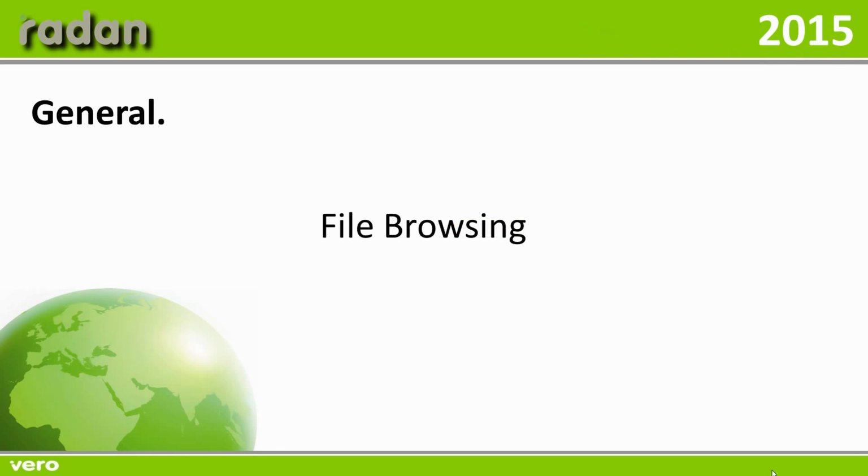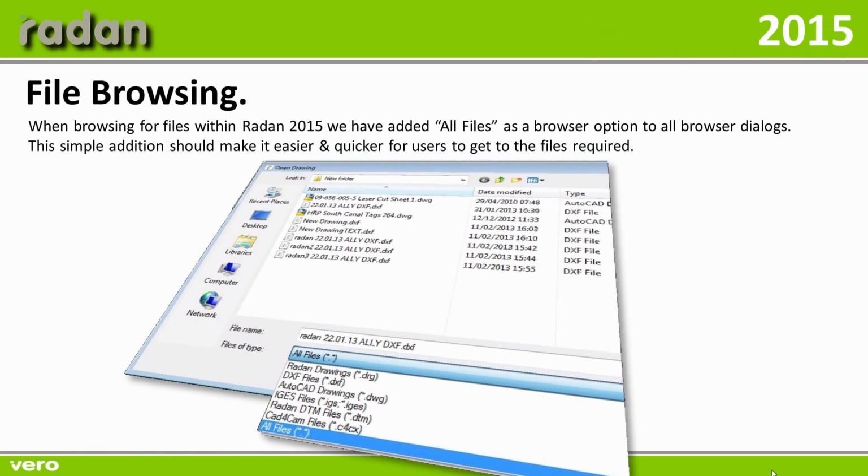File browsing. Now this is a simple change, but it affects all dialog boxes where you search for files within Radan 2015. Previously, when you opened up a search box, the files displayed would be those appropriate to the search, i.e. symbols, drawings, DXF files. What we've done with all these dialog boxes is now add the option for all files. So in effect, when you open the dialog box and select this option, any file in that directory will be displayed in the list.